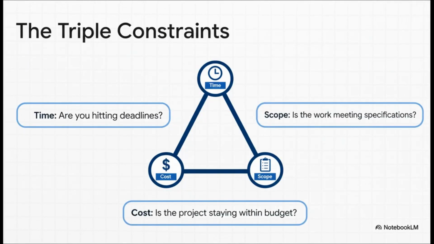Really, performance boils down to these three pillars. You might have heard them called the triple constraints. You're basically in a constant juggling act between the clock, the wallet, and the quality of the work itself. For a construction project, this is everything. It means pouring that foundation on time, not blowing the budget on materials, and making absolutely sure the structure meets every single specification. If you can get these three right, you are golden.